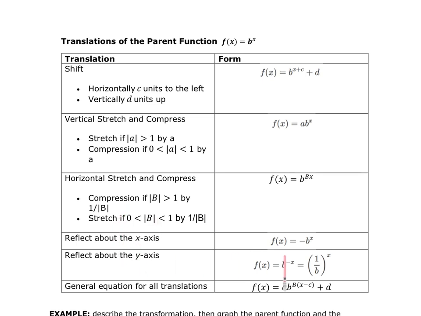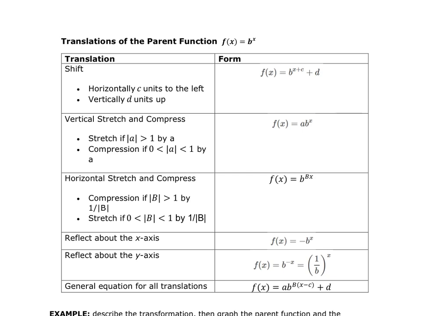The reflection happens when I have a negative out front of my b about the x-axis, and a reflection about the y-axis means my exponent is negative. The general translation is a·b raised to the (big B), B being your horizontal shrink or stretch, and C being your left and right, and D being your movement up or down.